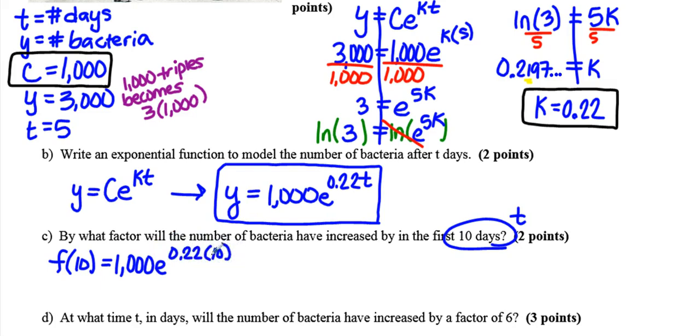And again, go ahead and use your calculator to find out what that is. Using our calculators, we get something like 9,025.013 approximately.